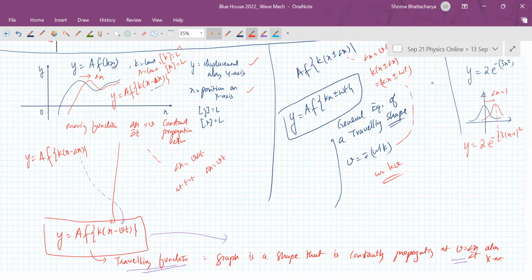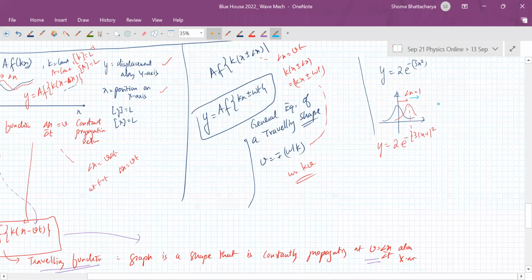But now if I want it to travel at a constant rate, so that at some time t, the peak should be somewhere here. Let's say I want that at time t, the peak should be at x equal to 2t, because it's traveling at a speed of v equal to 2 meters per second. So then what should happen? I should replace this 1 over here. The delta x should become what? At time t, the delta x should be v into t. So in this case, it should be 2t. So the function should be what? Y is equal to 2e raised power minus 3, instead of x, I have x minus 2t and this whole thing squared.